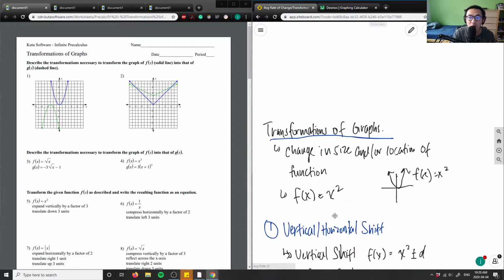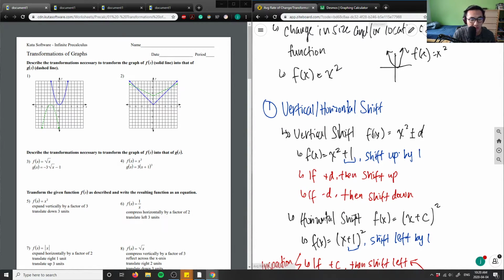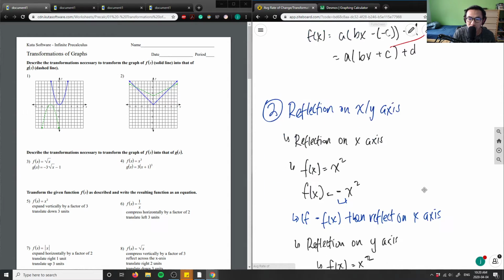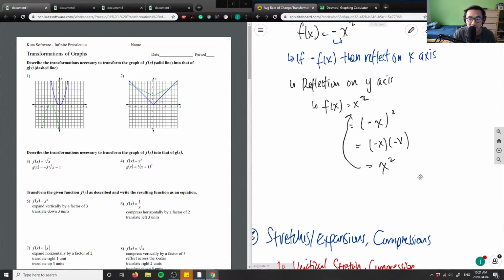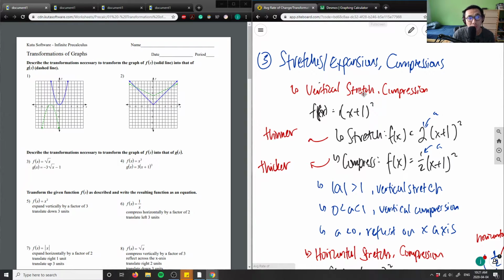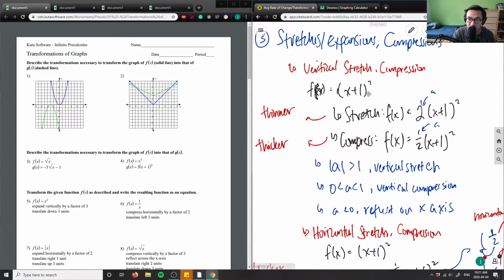So again, we have 3 types of transformations. We have vertical, horizontal shift. I'm not going to go over this because we did that already. We have a reflection of x and y axis. And then the third one is stretching and compression in the vertical and the horizontal. So again, with the vertical, if I had a constant that's greater than 1, it's going to look thinner, but my number is before the function. If it was a fraction, so between the numbers 0 and 1, it's going to be a thicker function. It's going to be a vertical compression. And then this value here would be a fraction.